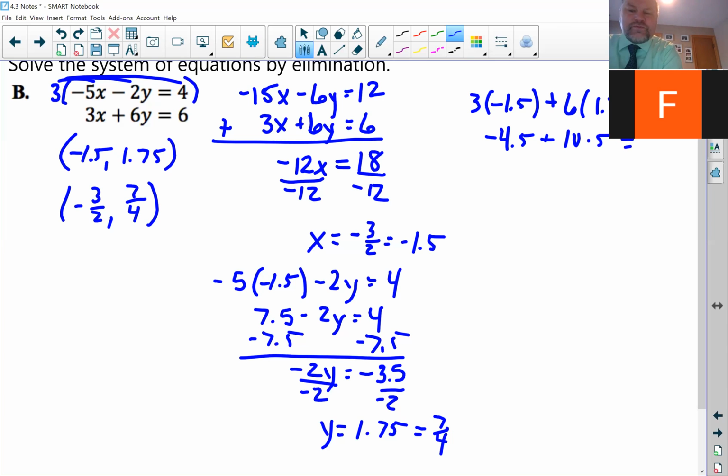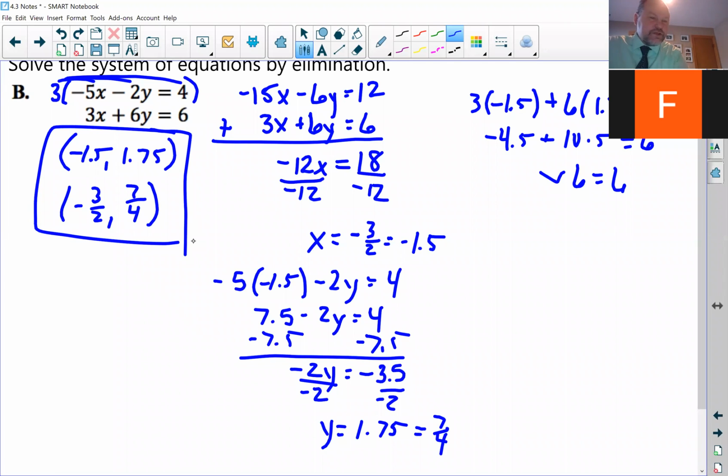And again, don't be afraid to use a calculator if you need to. It's okay. There's absolutely nothing wrong with using a calculator. I get 6 equals 6. Either equation would be correct. You don't have to find both. Either ordered pair, I should say, would be a correct answer. You need either one or the other.